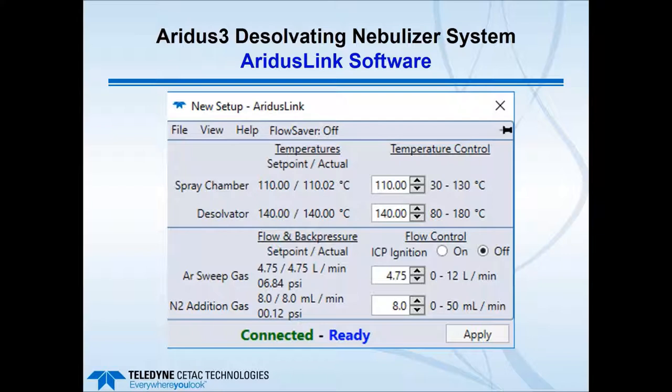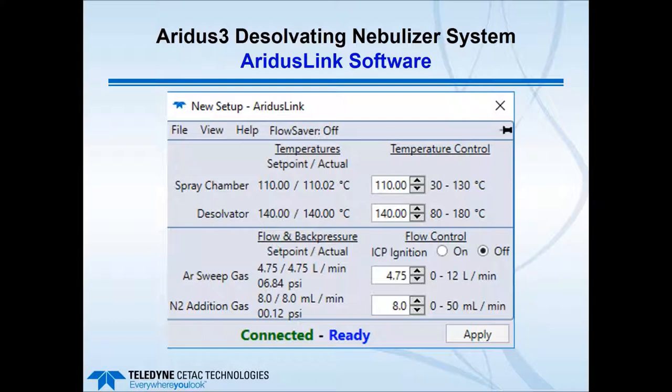Factory settings for the spray chamber and desolvator are 110 degrees centigrade and 140 degrees centigrade respectively. But you see on the right side, next to the boxes of the up and down arrows, the ranges of 30 to 130 degrees C for the spray chamber and 80 to 180 degrees C for the desolvator. So those can be adjusted depending upon the application. But we suggest 110 and 140 for a start.